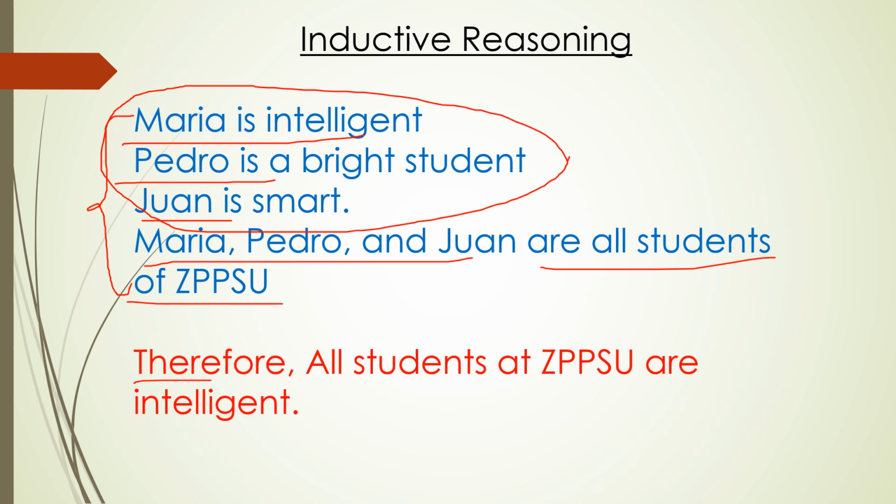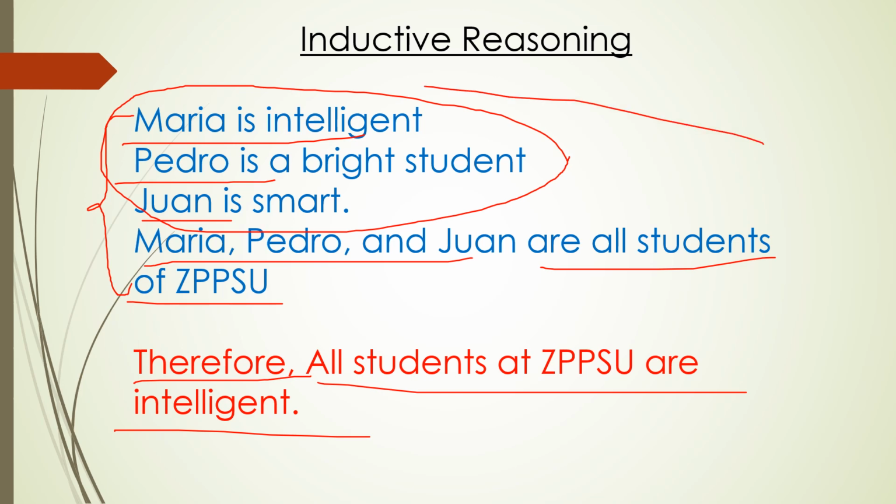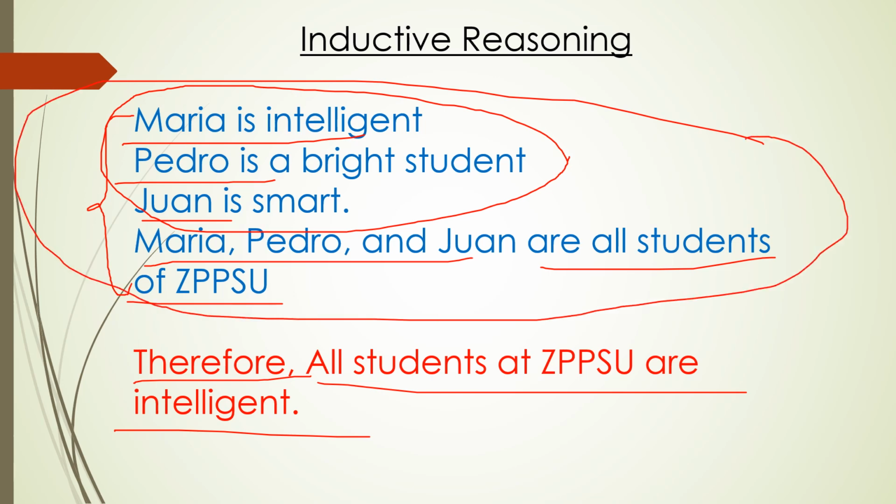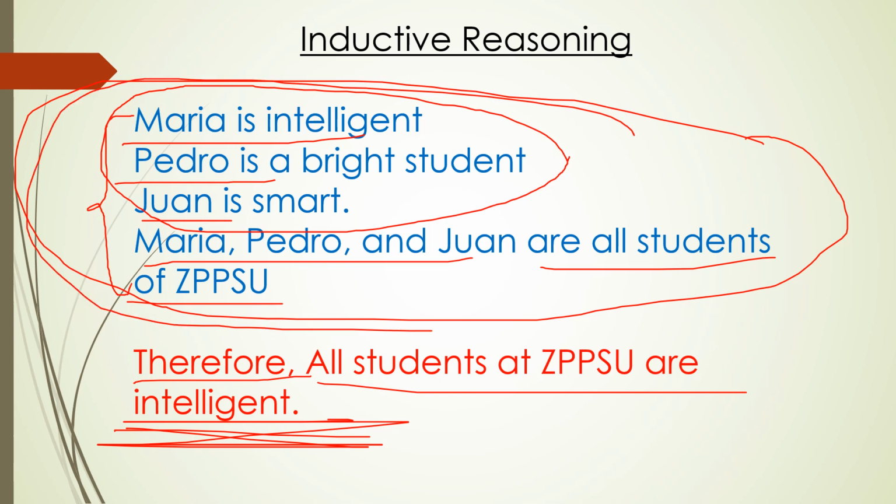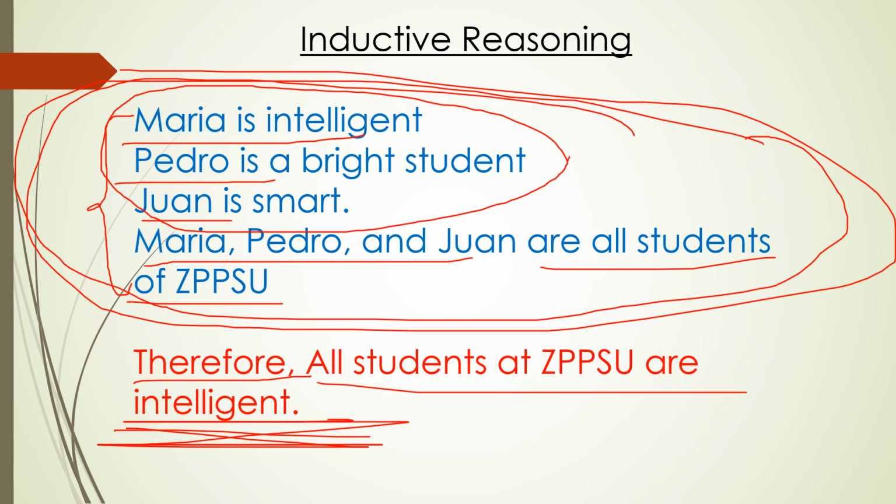therefore, we can make a general statement that all students at ZPPSU are intelligent. Because of these specific cases, nilahat na natin, generalize na natin yung estudyante sa ZPPSU. Since there were 3 students of ZPPSU that are all smart, nilahat na natin na lahat ng estudyante ng ZPPSU ay mga matatalino. So this is how inductive reasoning works. First, we will analyze the cases, the examples, and then from there, we will be able to make a general conclusion.